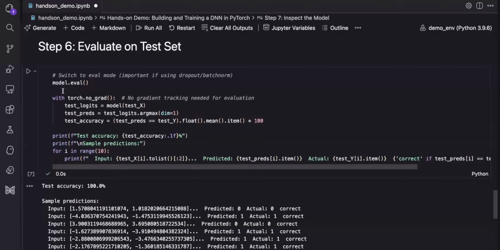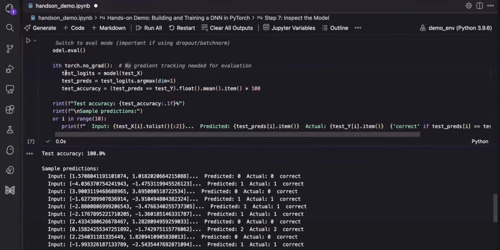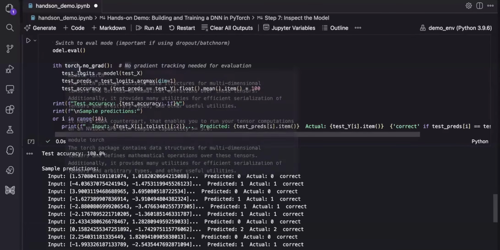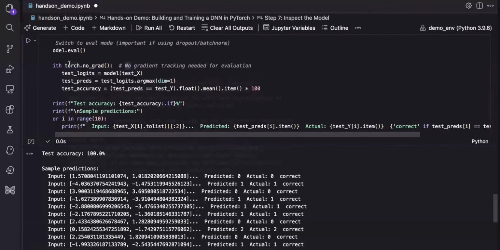Then we have with torch.no_grad. This context manager tells PyTorch explicitly not to build any computational graph inside the block. Inside the block, we pass the full test set through the model in one shot. We call test_logits.argmax with dim equal to 1. Argmax picks the class index with the highest score for each example, giving us the predicted class. Then we compare those predictions against the true labels and compute the fraction that match.